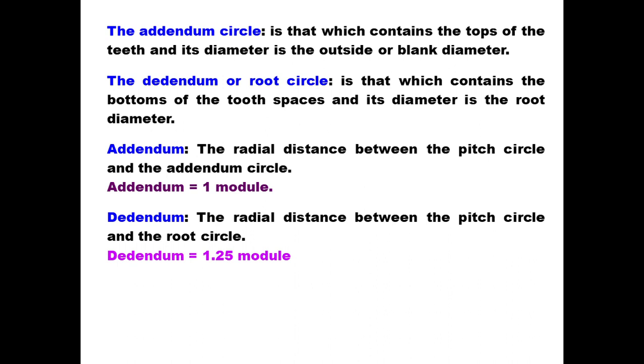The dedendum, also known as the root circle, is the circle that contains the bottom of the tooth spaces, and its diameter is the root diameter. Now addendum, we discussed the radial distance between the pitch circle and the addendum circle. So that is the radial distance. We can see it here in the diagram altogether.